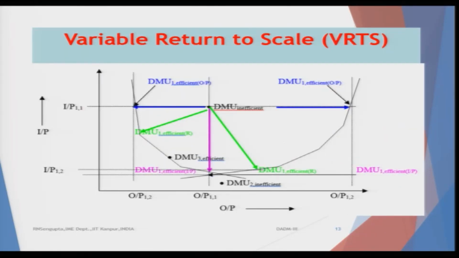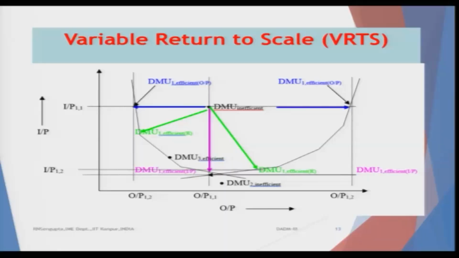And in the case where you have variable returns to scale, it can again be done where you have different inputs along the x axis or input along the y axis. I have only taken input along the y axis. Then you can have different directions of movement depending on the variable returns.